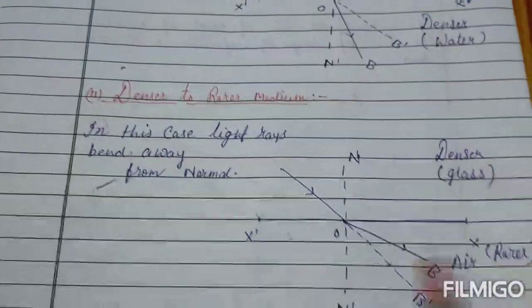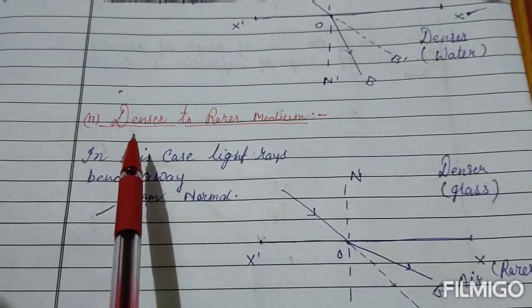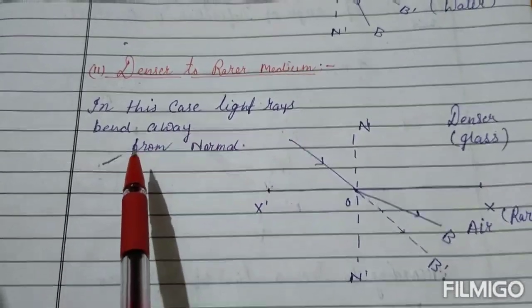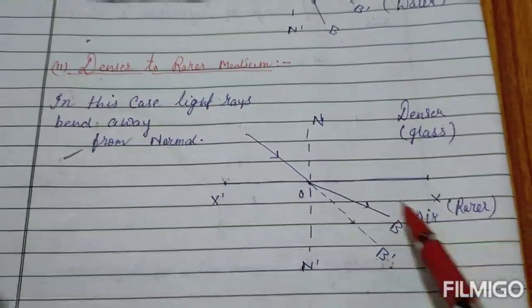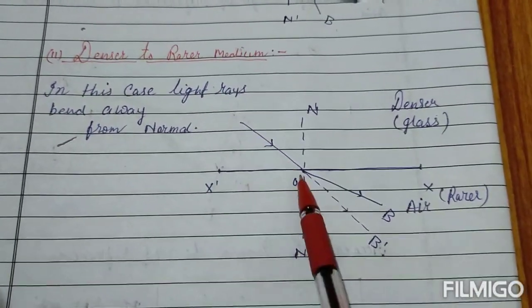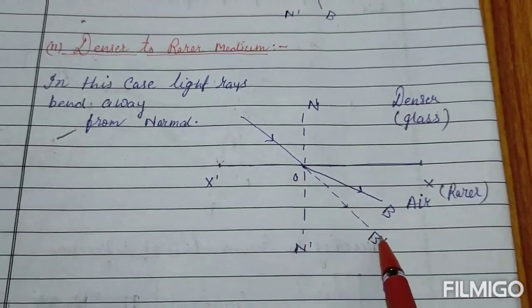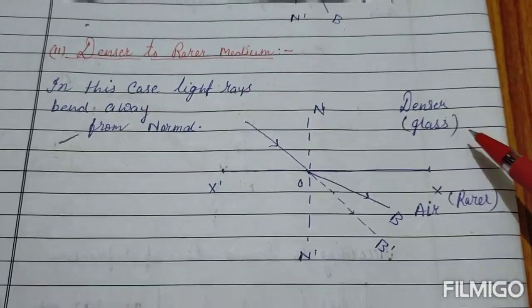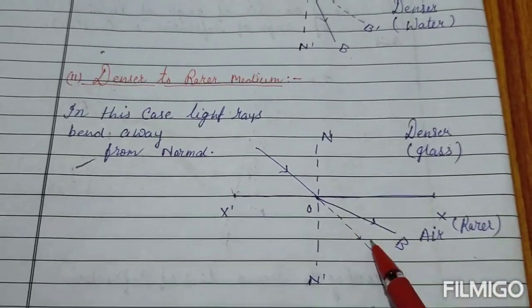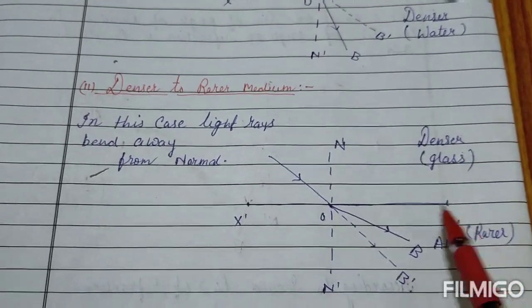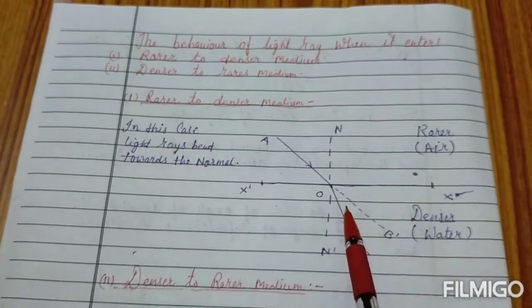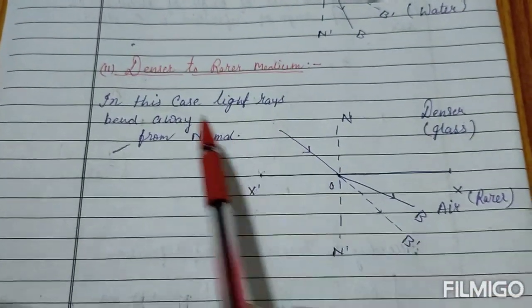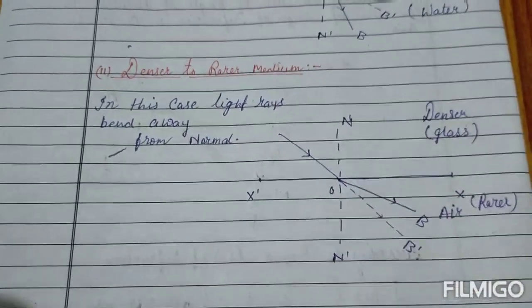In another case, when light ray enters from denser to rarer medium, light rays bend away from normal. See what happens. AO is the incident ray, AOB dash is the actual path, and when light enters from denser to rarer, that is from glass to air, it bends away from normal. So when light enters from rarer to denser, it bends towards the normal, and when light enters from denser to rarer, it bends away from normal.